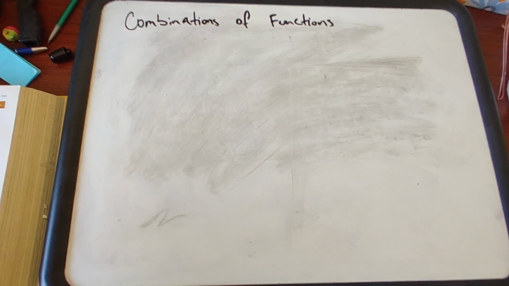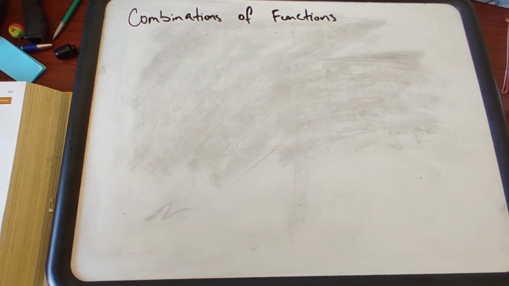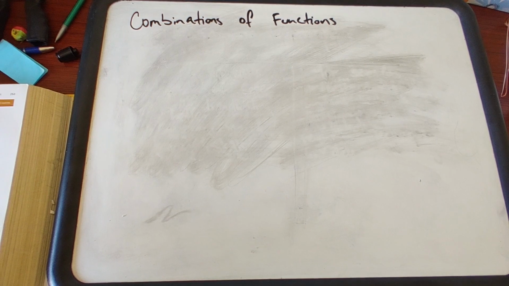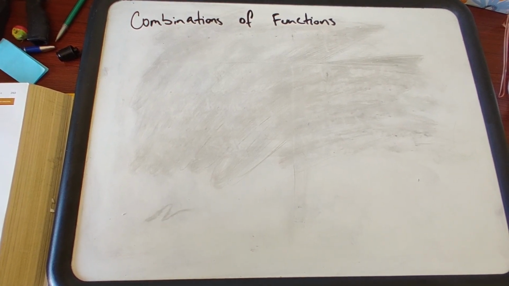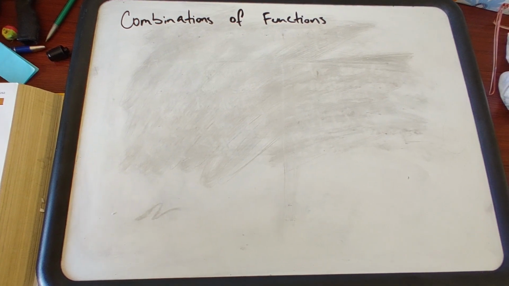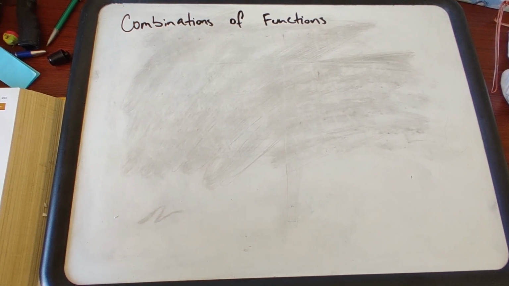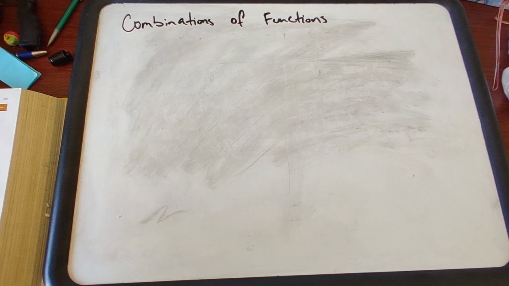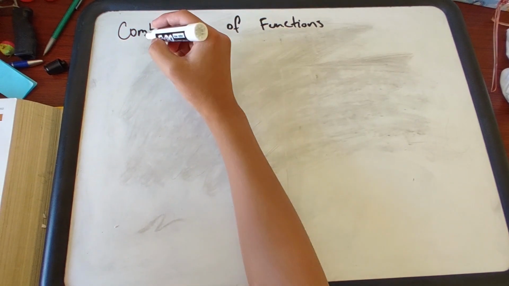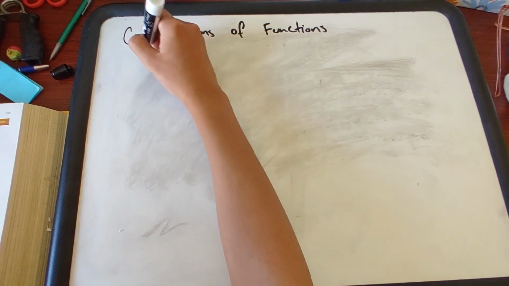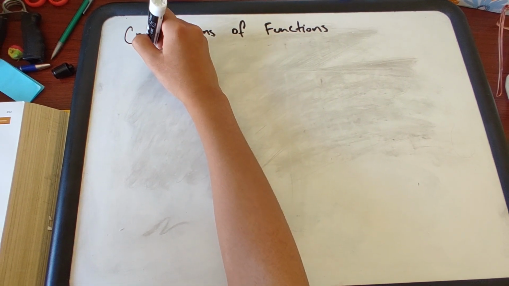So, combinations of functions. You guys are probably used to adding numbers and variables together, but in this video we're going to talk about what you do when you apply order of operations into functions. So there's going to be five main types of combinations we're going to cover in this video.